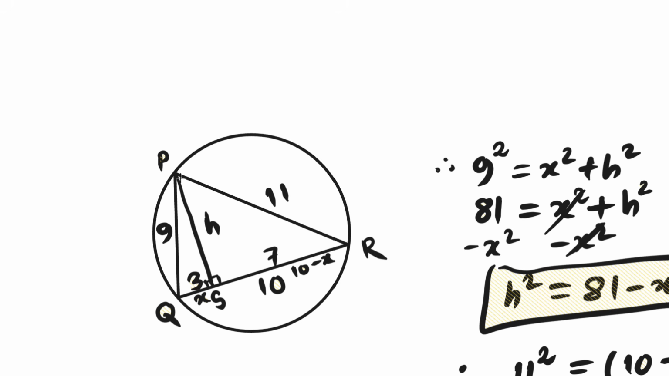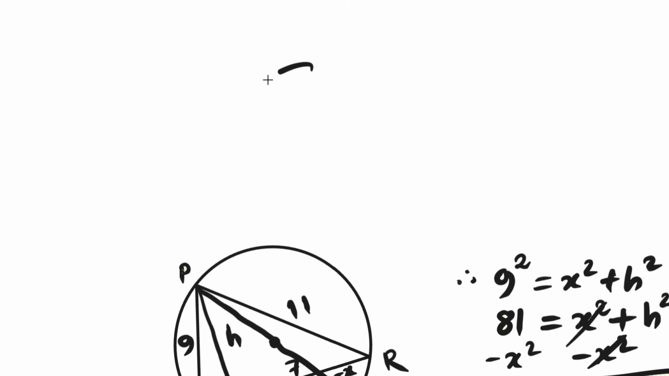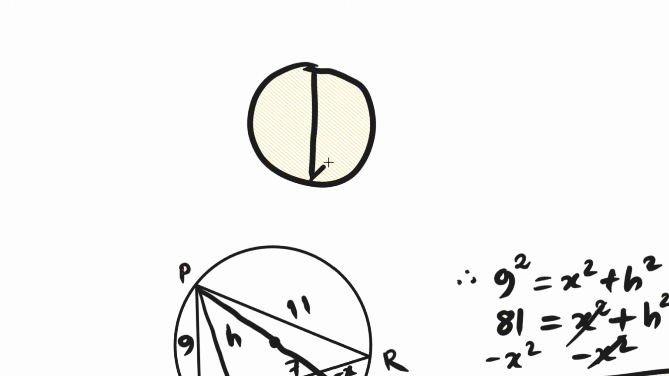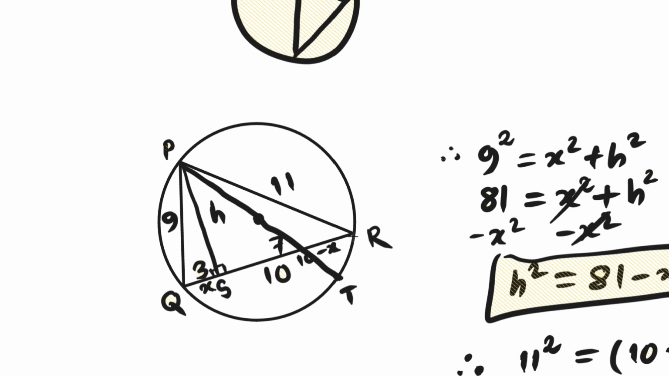We draw a diameter through point P and let the other endpoint of that diameter be point T. Let the radius of the circle be r. Since PT is a diameter, its length is 2 multiplied by r. Now remember Thales' theorem: an angle subtended by a diameter at the circumference is a right angle. Therefore, angle PRT is 90 degrees, and triangle PRT is a right triangle.